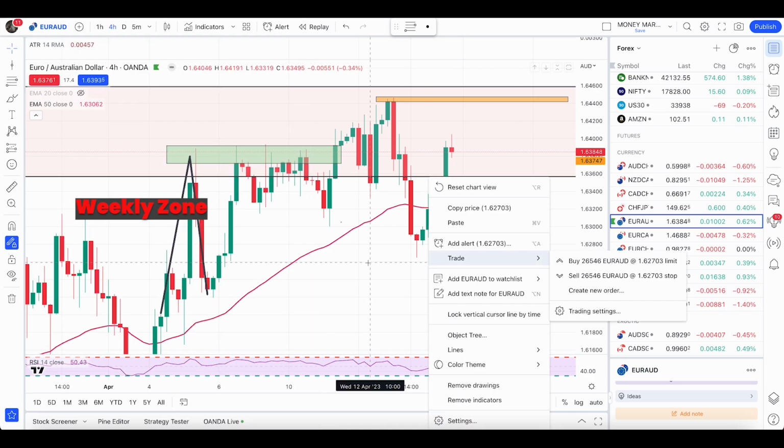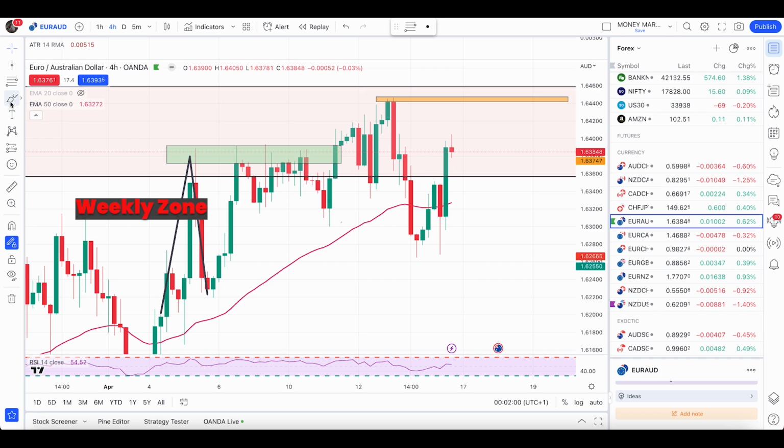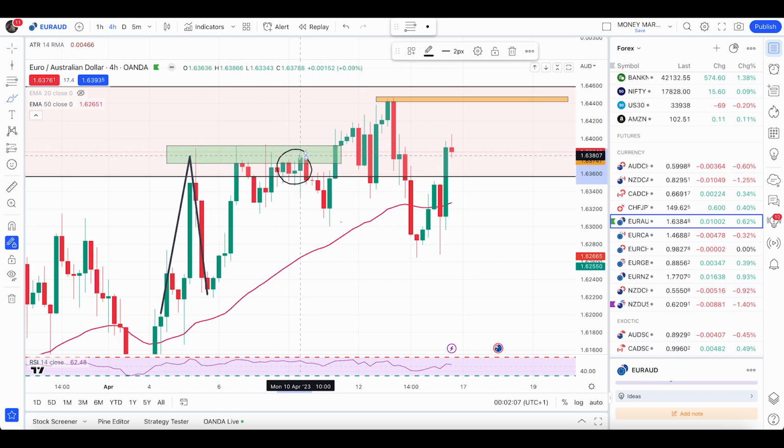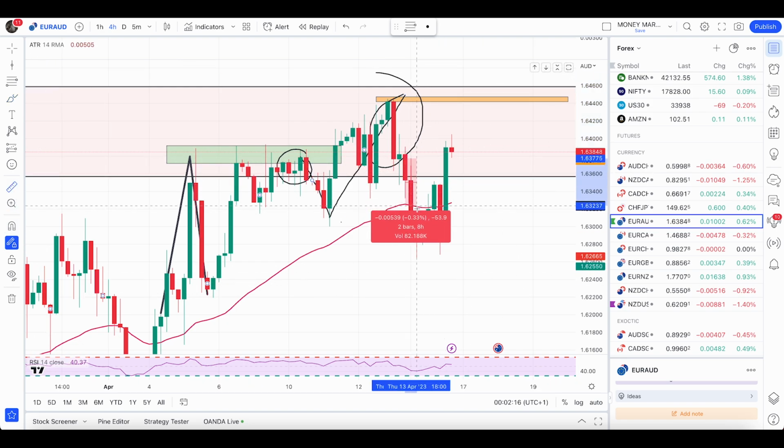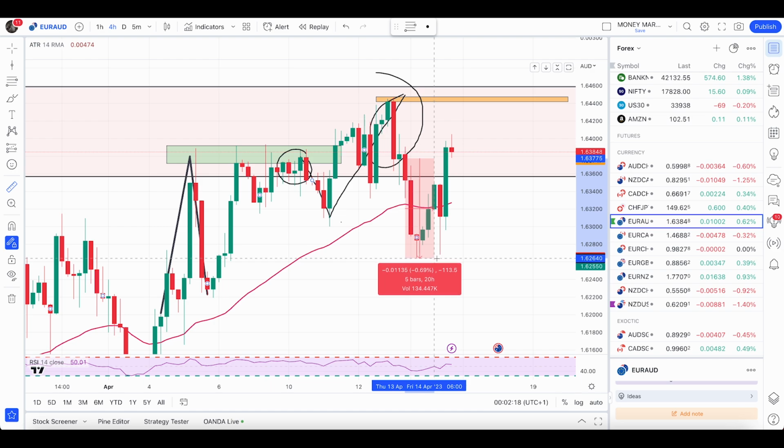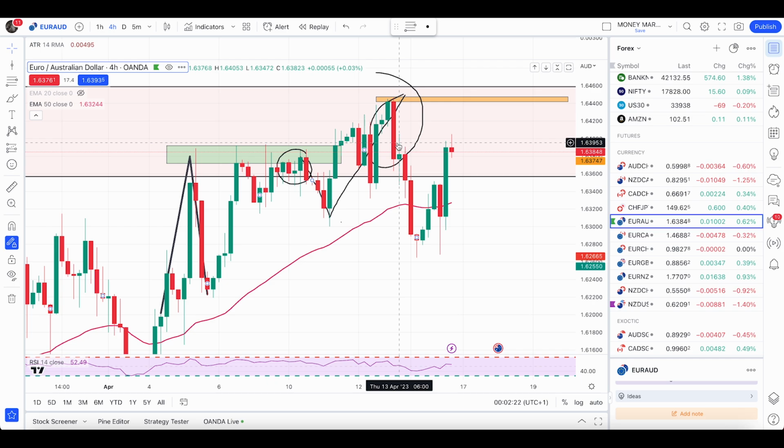Right here, I've already mentioned this zone to the members that I'll be looking to enter my sell trade. I entered here with this candle, but that hit my stop loss. But what happens after that? We had a push up again, a bearish engulfing candle, and that also pushed down nicely from here. And as you can see, the price did push down 113 pips, and that is enough to hit your target.